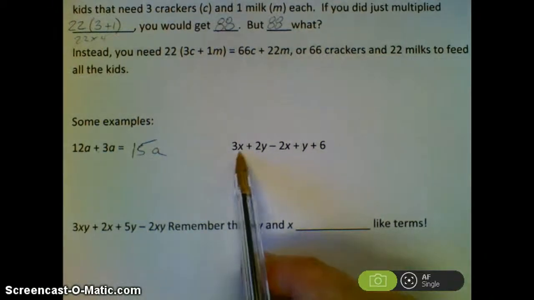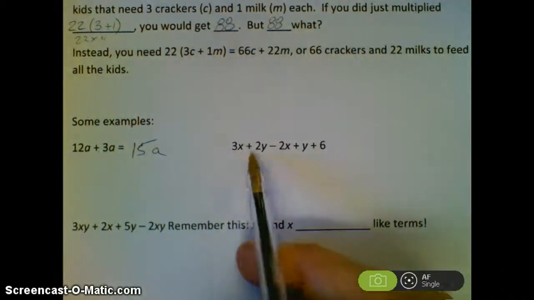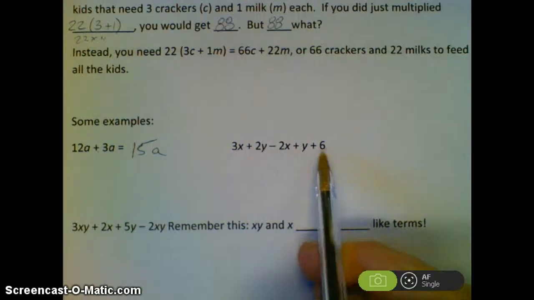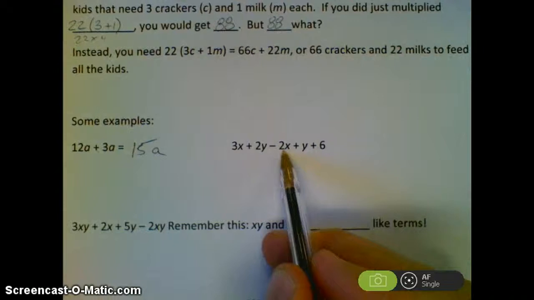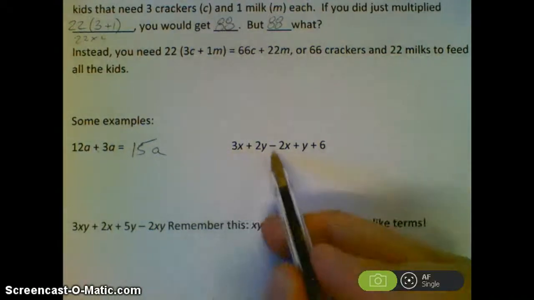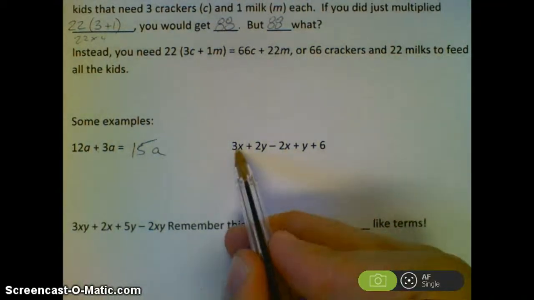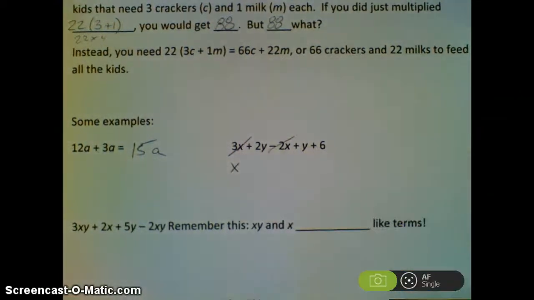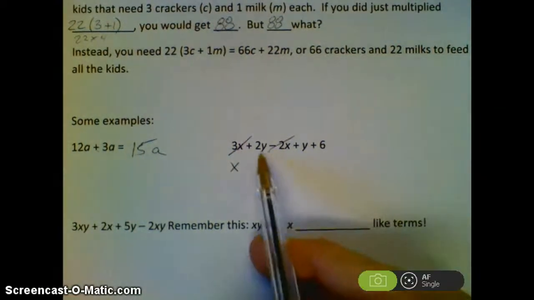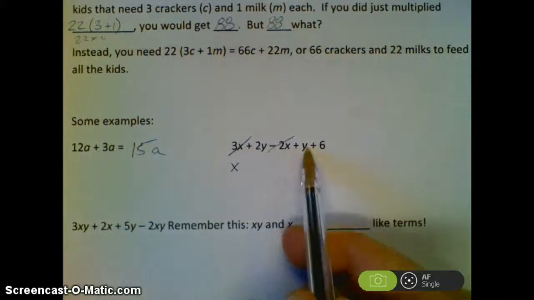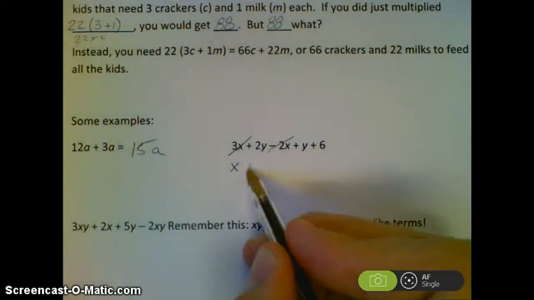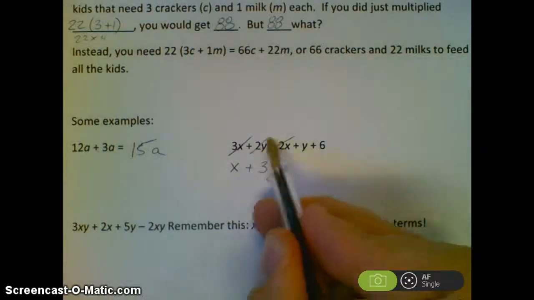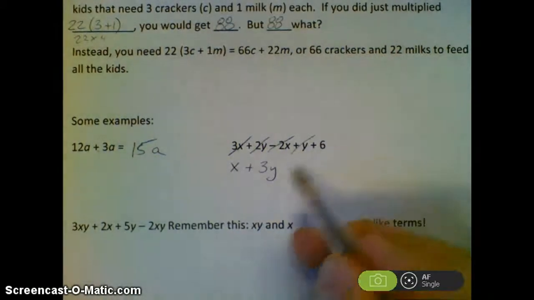Pretty easy, I hope. You've got 3x plus 2y minus 2x plus y plus 6. First, I'm going to combine my x's. 3x minus 2x leaves me with 1x. So that's gone, and that's gone. I've used it up. Plus 2y plus y, well, that means I have 3 y's, so plus 3y. I have 3 total y's. So that's gone, and that's gone. And then 6 is my constant.